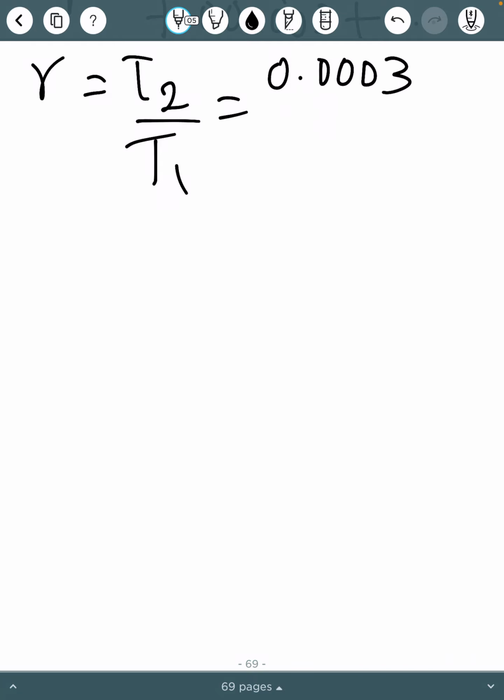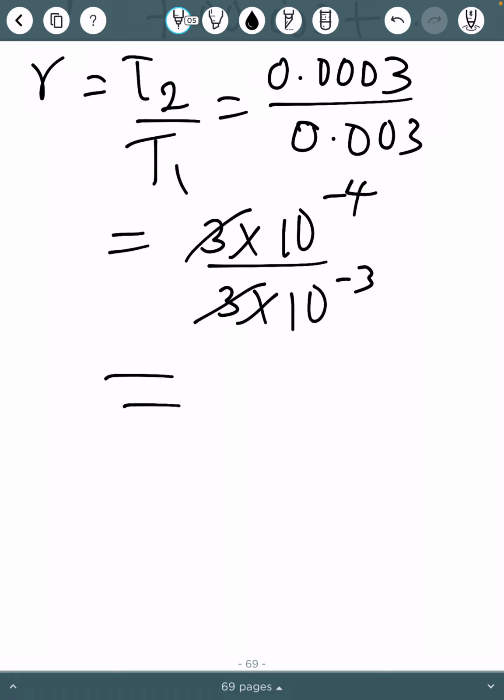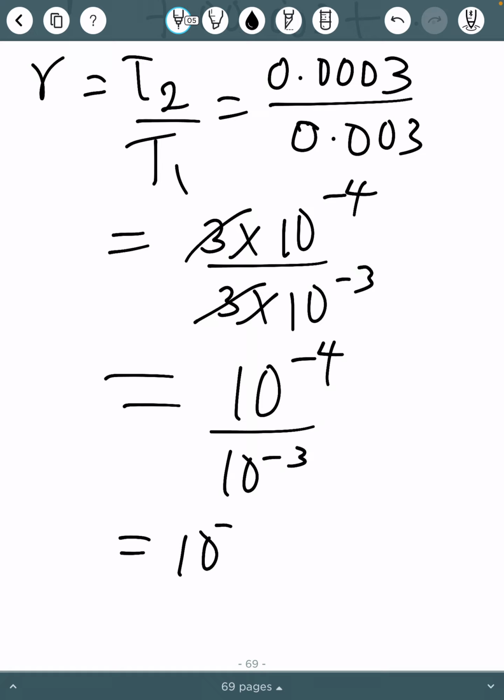So you will notice that your common ratio here is what? T2 over T1. So that means my common ratio will be 0.0003 divided by 0.003. So this gives me 3 times 10 raised to the power minus 4 divided by 3 times 10 raised to the power minus 3. We did it the same way we did the previous ones. 3 divided by 3 will give me 1. 10 raised to the power minus 4 divided by 10 raised to the power minus 3.